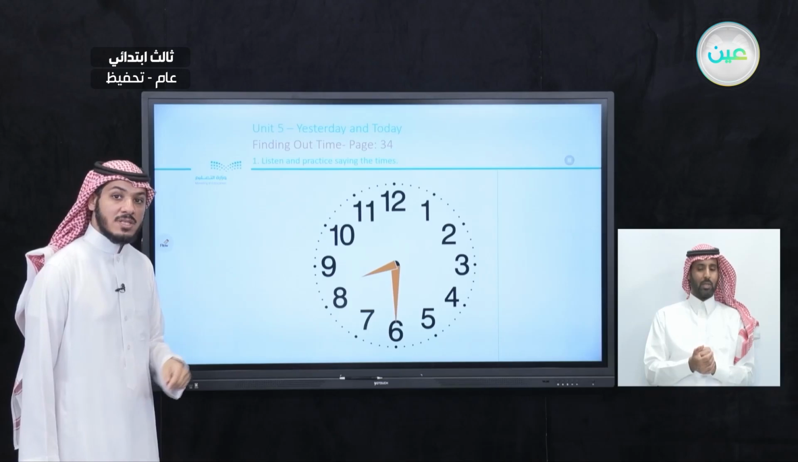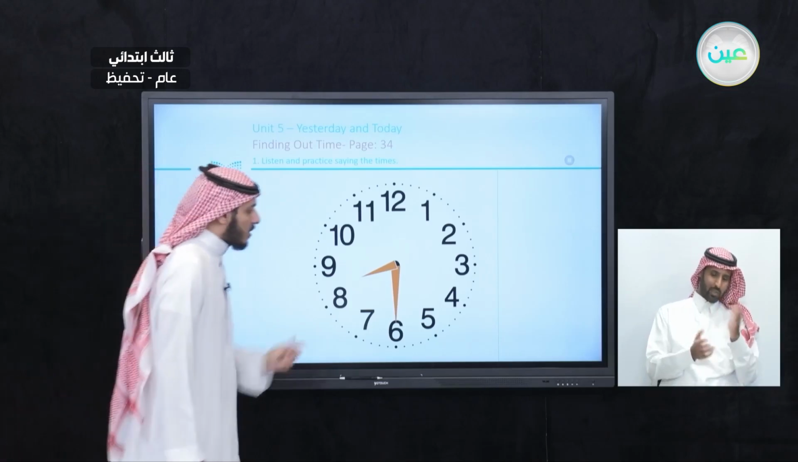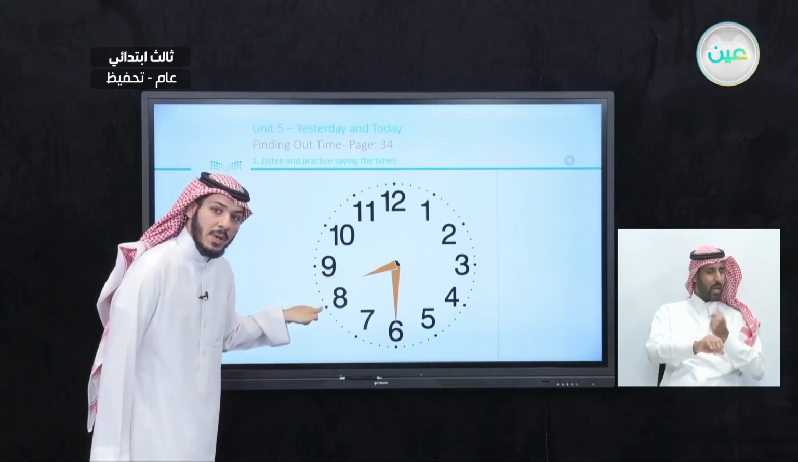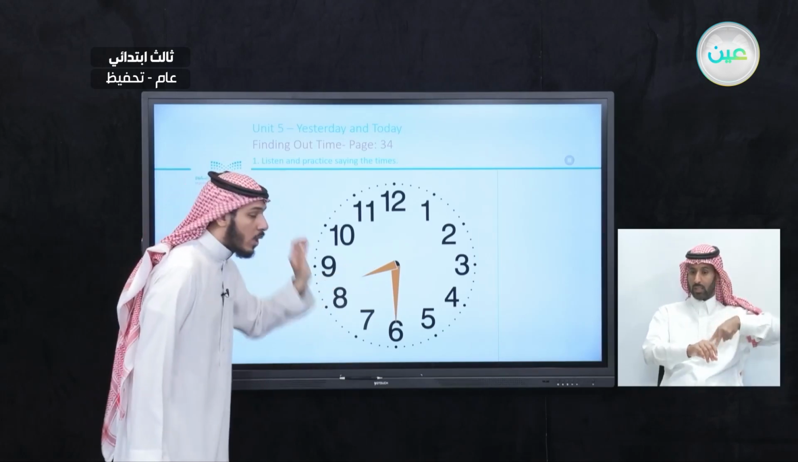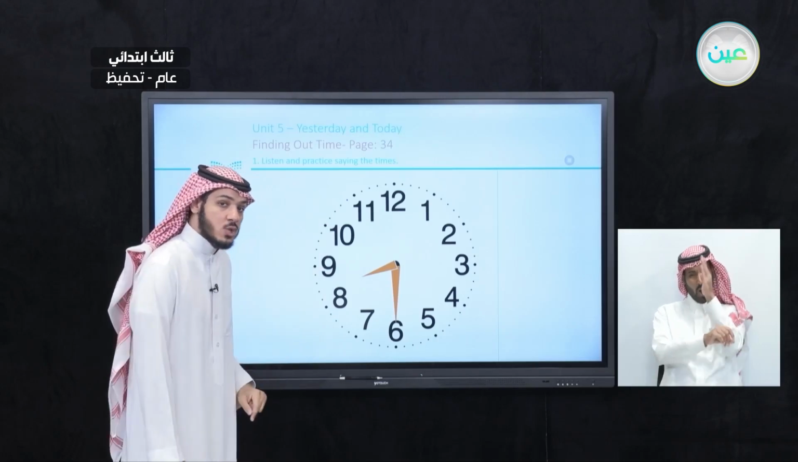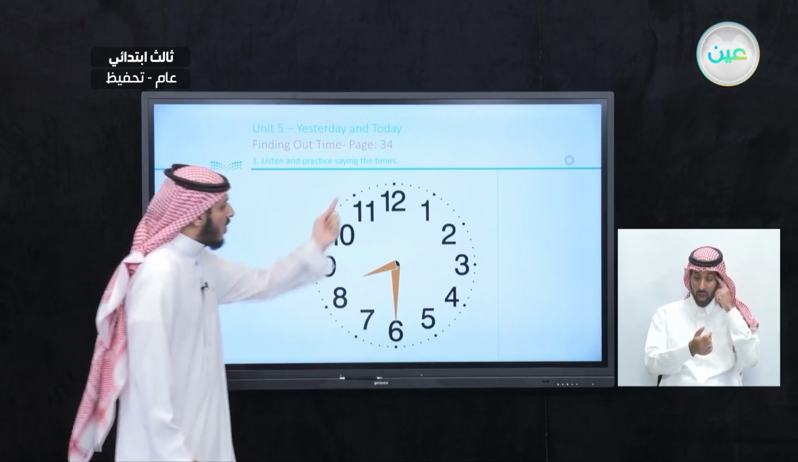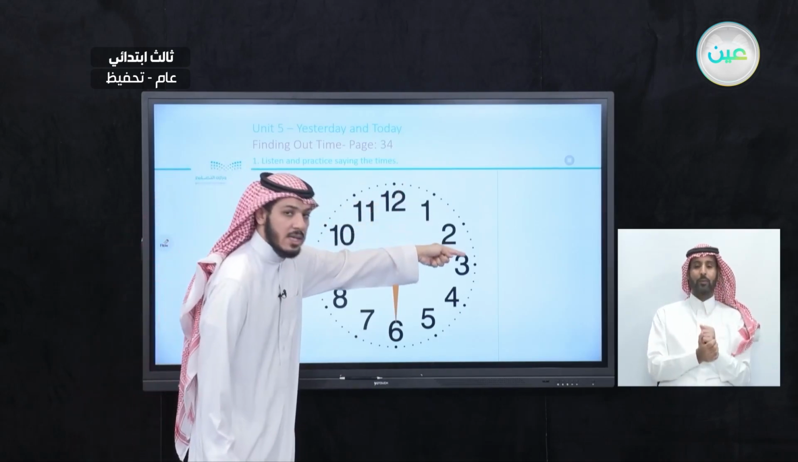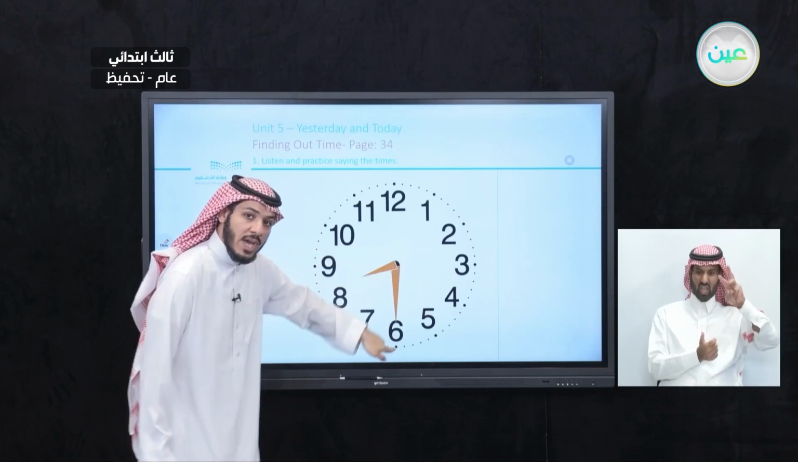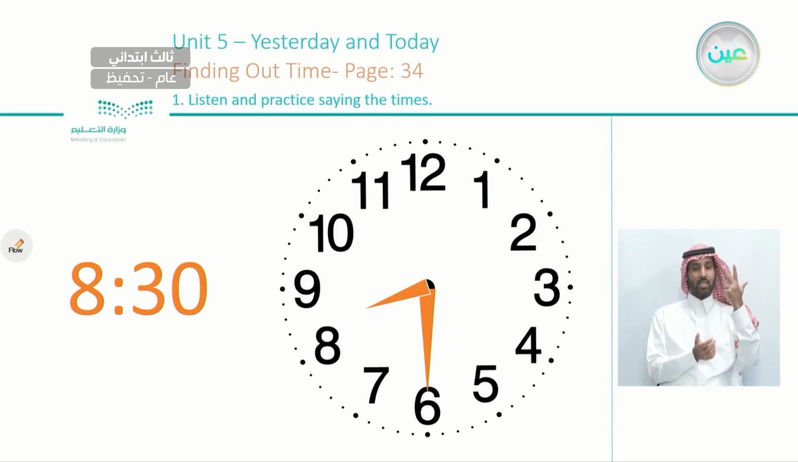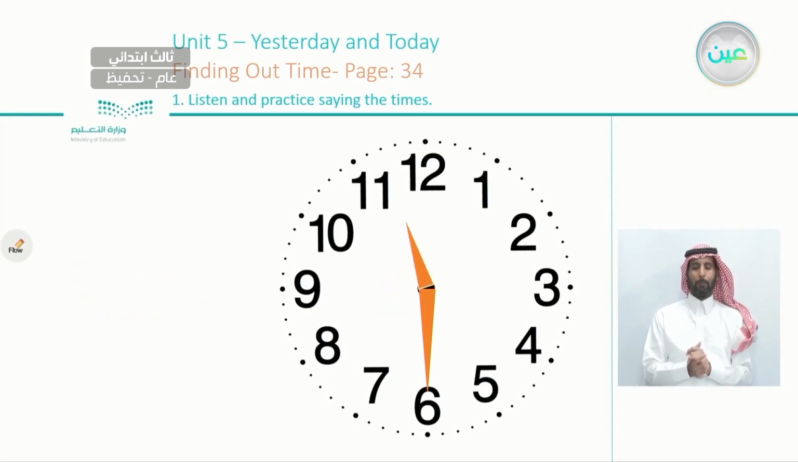Now it's not o'clock. Let's start. Where is the short one? This is the short one, on number 8. Excellent. What about the long one? It's on number 6. How many minutes do we have? 5, 10, 15, 20, 25, and here 30. Excellent. So we have 8:30.